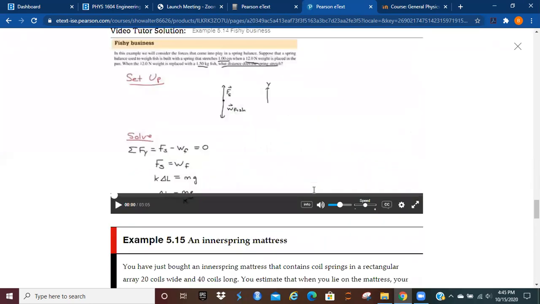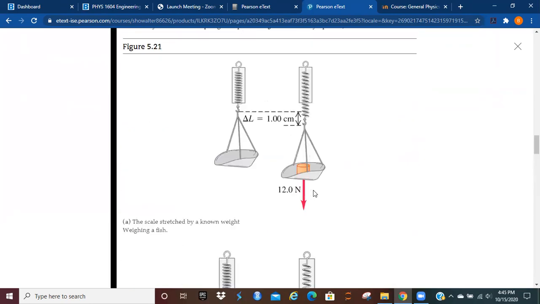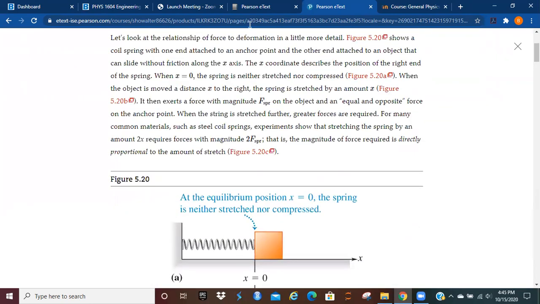Again, we've got some exercises here. It'll be very good for you to go through. And that is the end of Chapter 5.